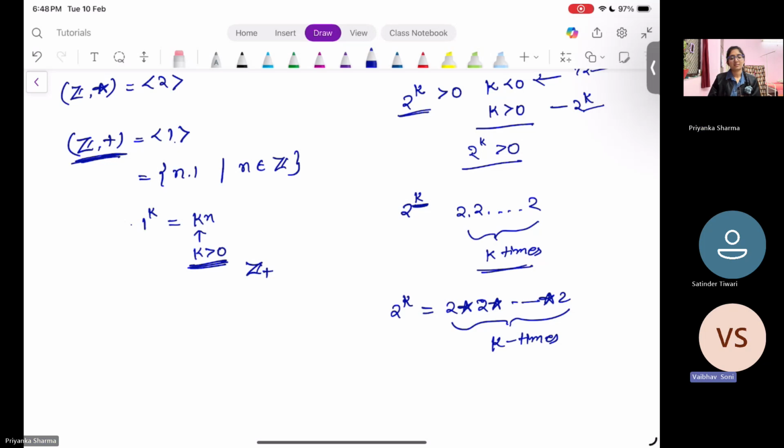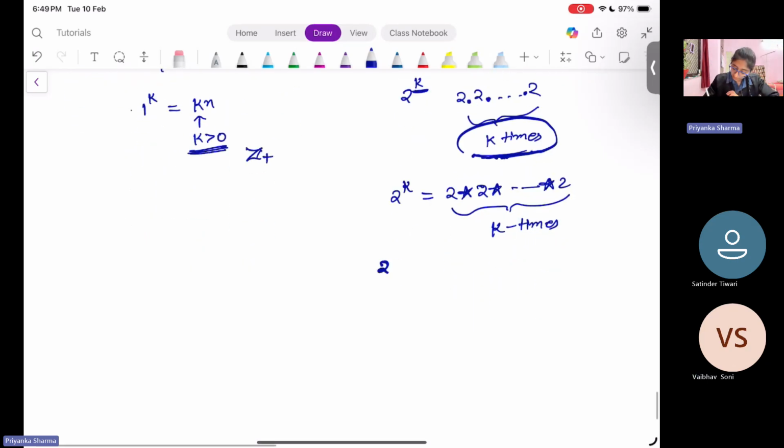But still, it will be greater than 0, I think. No, if you take this 2 star 2 star 2, then this won't be greater than 0 always. This will be greater than 0 if you stick with the usual meaning. If you take usual multiplication, then only you will get positive. But if you take star binary operation, then you won't get it. Okay, fine. So what will be 2 square? 2 square will be 2 star 2.